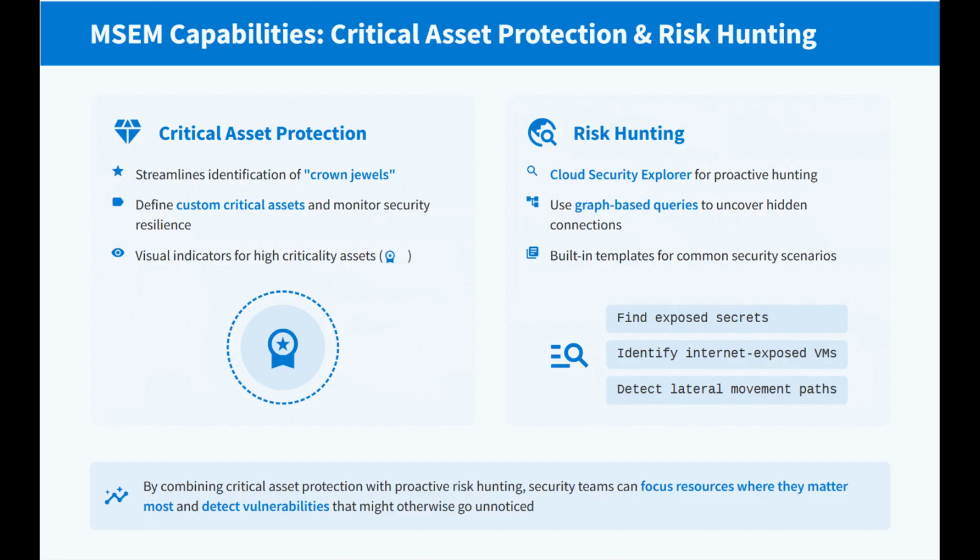This ensures that security efforts are focused where they matter most, potentially maximizing impact on your organization's security posture. Critical asset tagging information is integrated throughout the Defender portal, including in attack paths and the device inventory, visually indicating high criticality with icons like a crown.